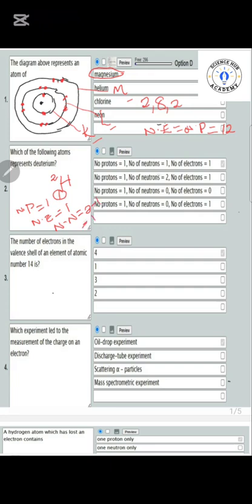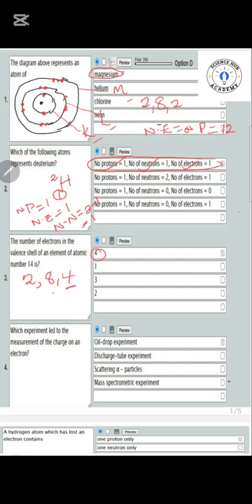So which of the following actually represents the deuterium? The most appropriate answer is proton 1, neutron 1, and electron 1. That is the first option here. Number 3, the number of electrons in the valence shell of an element of atomic number 14 is... The atomic number is 14, so the electronic configuration will be 2, 8, 4. So this implies that the valence electron is 4.